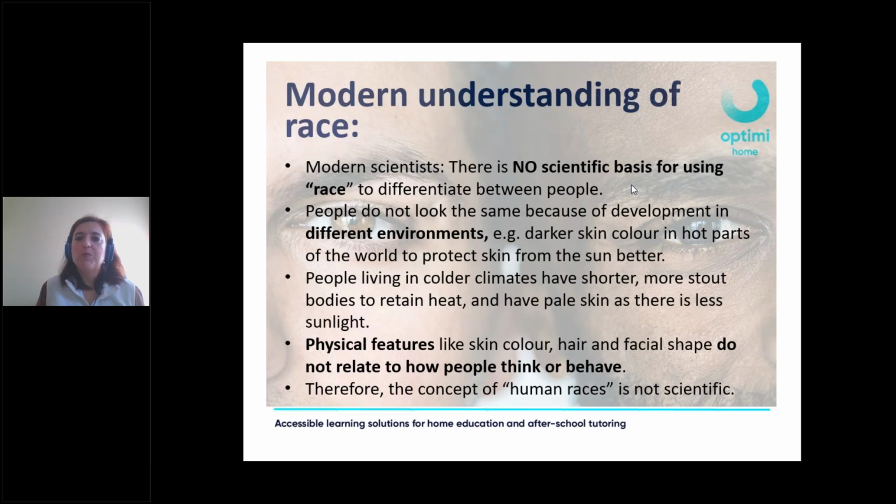Okay, the next slide, modern understanding of race. Now, modern scientists would say that there is no scientific basis for using the term race to differentiate between people.